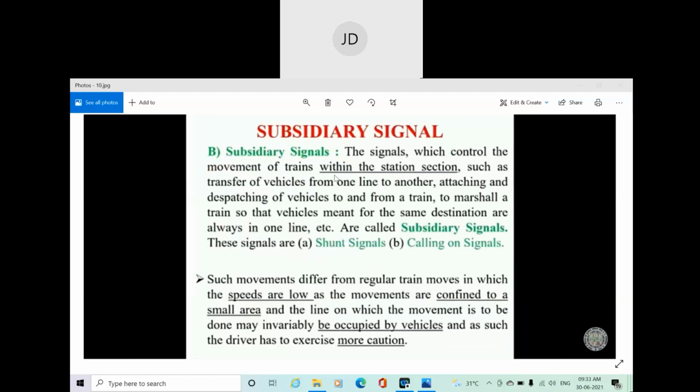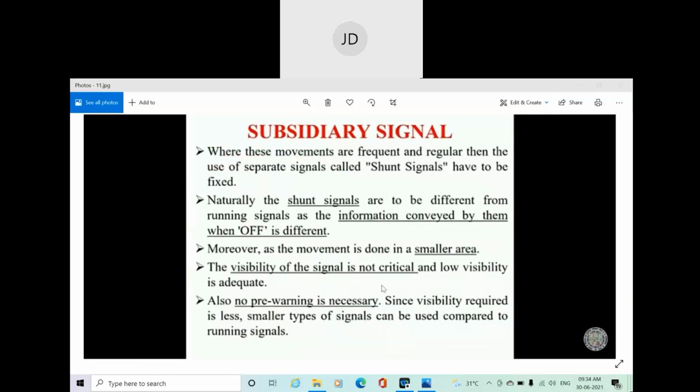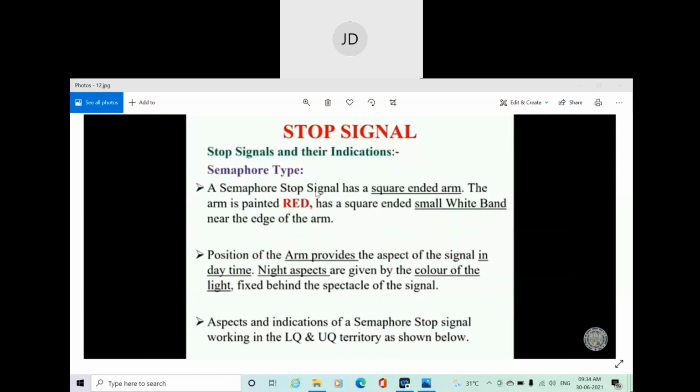So these are the subsidiary signals that we have just discussed. Under subsidiary signal, we have two, that is shunt signal and calling on signal. And when a subsidiary signal is on, a locomotive has to go at low speed. Okay. So we have discussed a stop signal, which can be provided under two types, semaphore type or color light system.